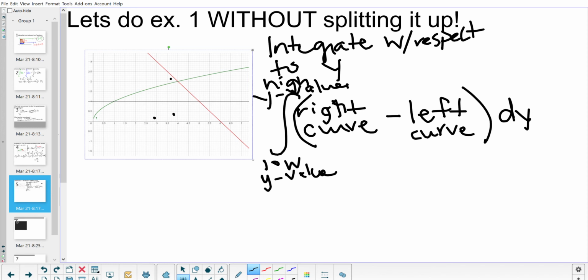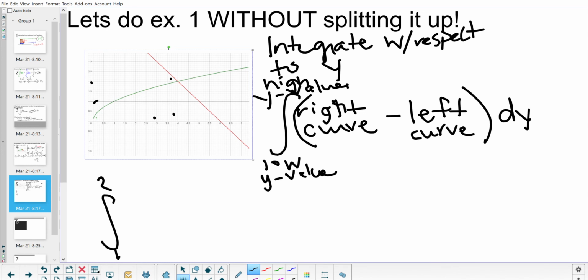Okay, so let's try this. Since we don't have to split it up, let's start with our limits of integration. Our y values, we're going from the y value 1 right here to the y value 2. I'm going to go from 1 to 2. Those are our y values that our bounded area stretches from. The x values that it stretches from are 1 to 5. But now we're in terms of y. So the y values it stretches from is 1 to 2.